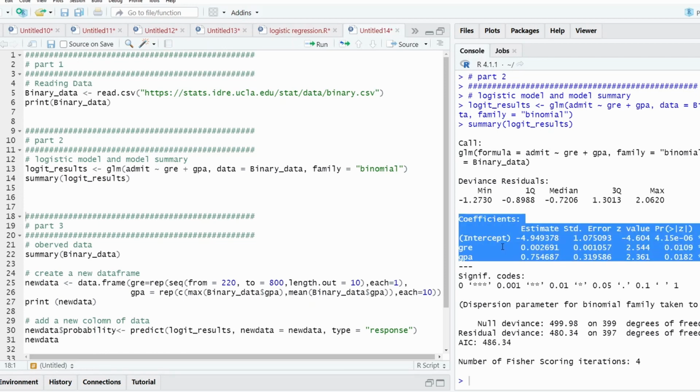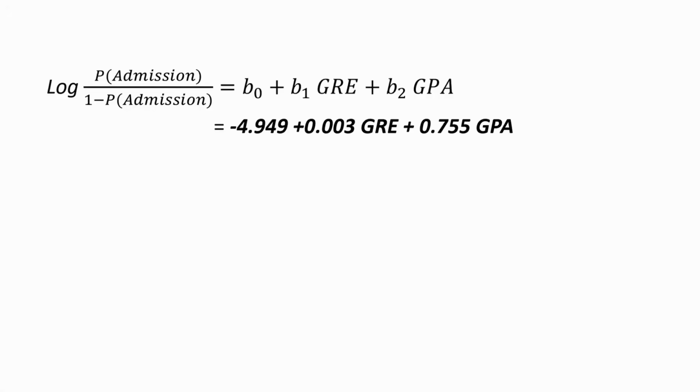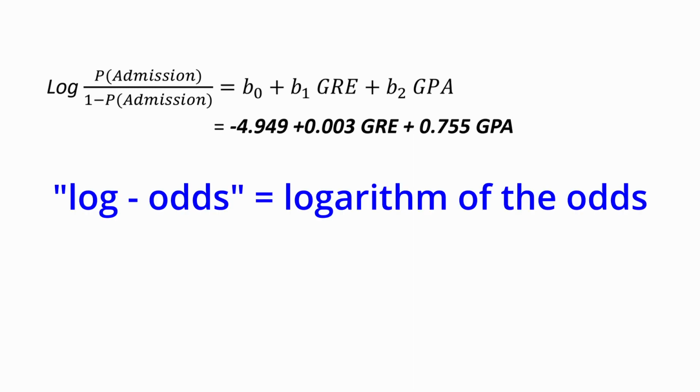And for this, we can write out the model statement. Remember that this is logistic regression, so the dependent variable in this statement is actually the log odds. What do we mean by log odds? It's the log of the odds, which means the probability of getting admitted to graduate school divided by the probability of not getting admitted to graduate school.